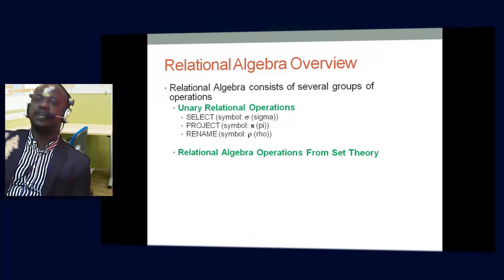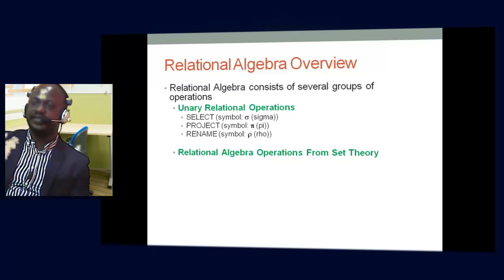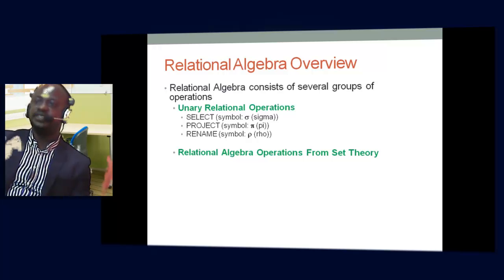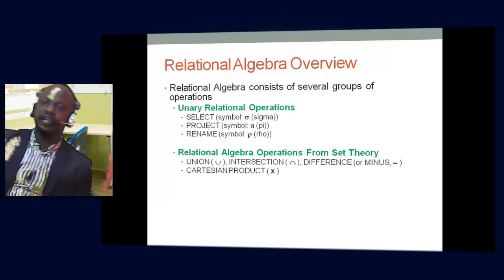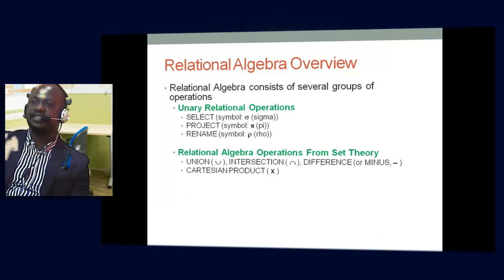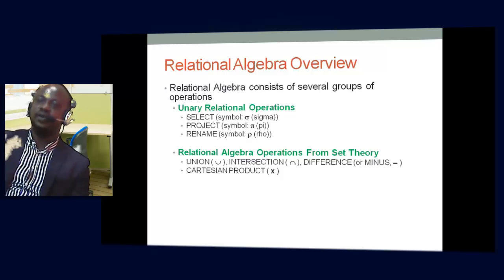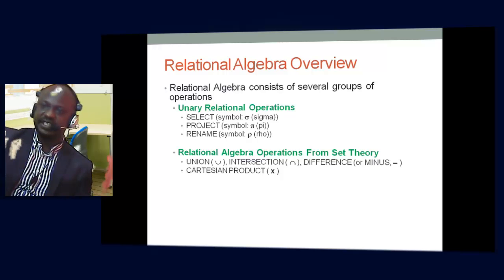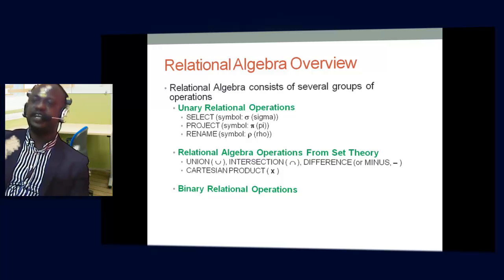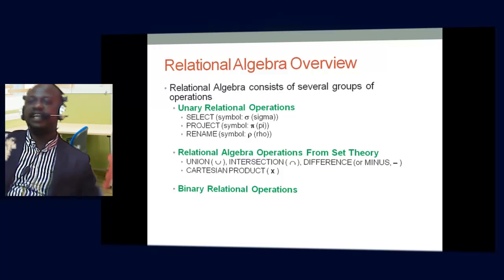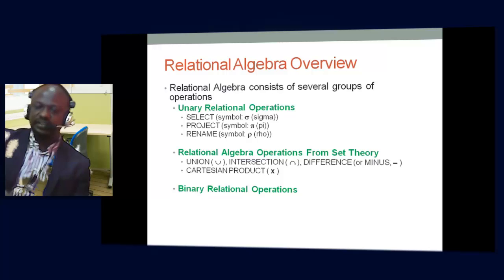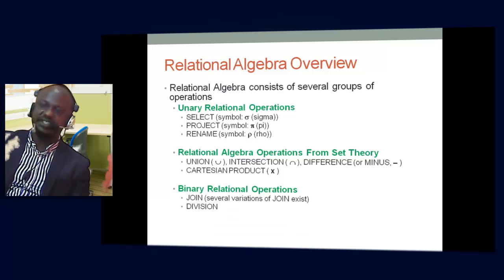The next one is relational algebra operations from set theory. Here we are going to consider union, intersection, difference (or minus), and the product or multiplication. And the binary relational operations also include joins and divisions.